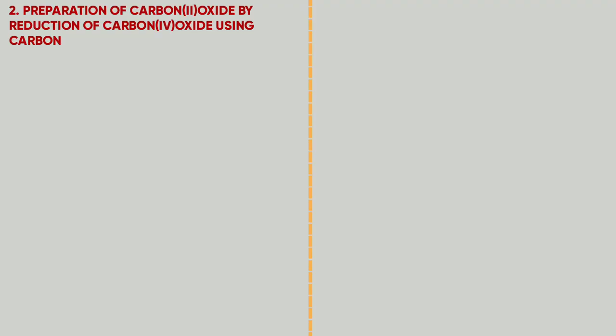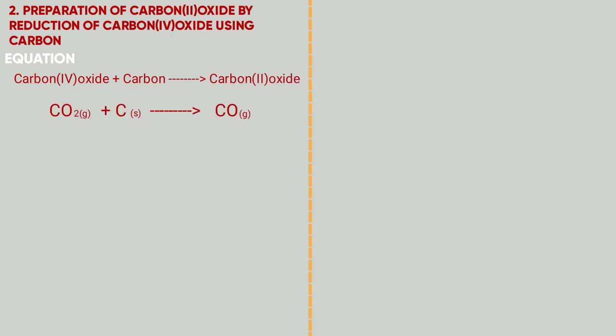Now the other method, number 2, is reduction of carbon-4 oxide using carbon. The word equation is carbon-4 oxide plus carbon gives carbon-2 oxide. Chemical equation is CO2 gas plus carbon solid gives you CO gas. To balance the equation, place 2 where there is carbon-2 oxide.